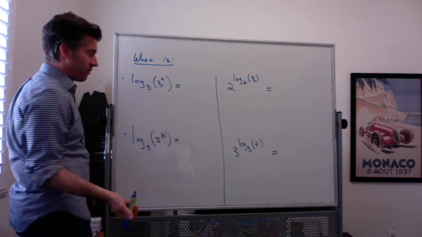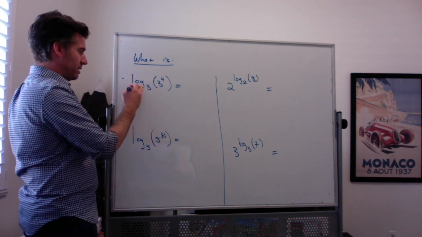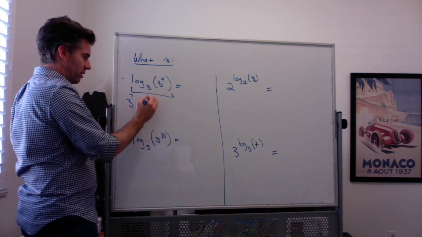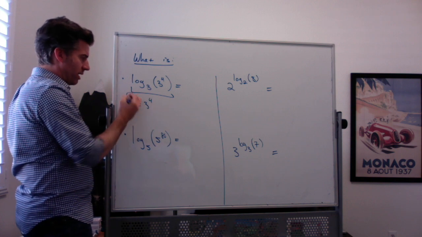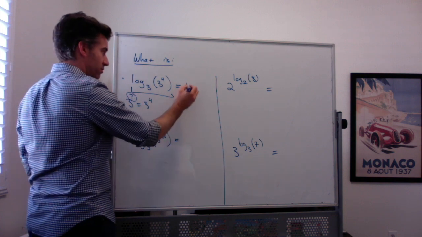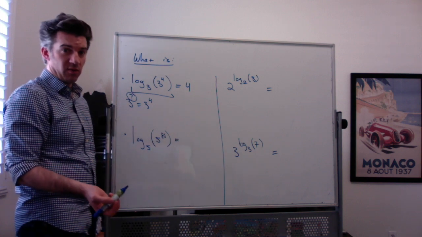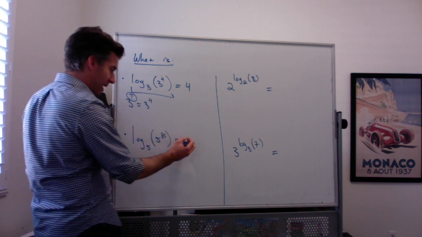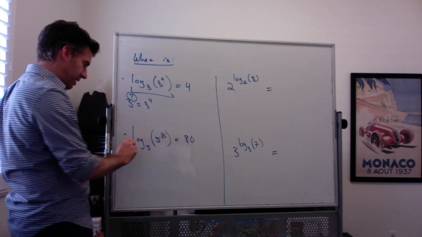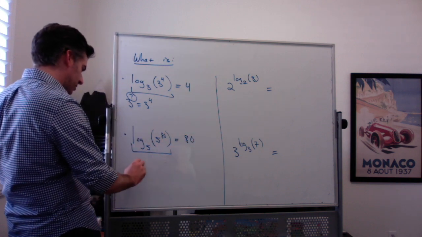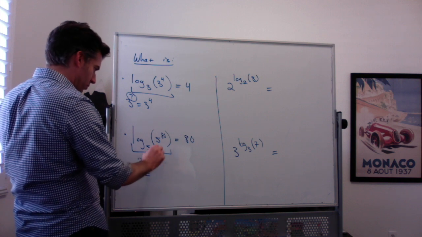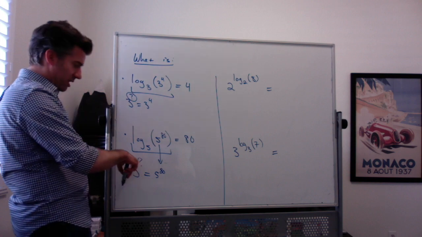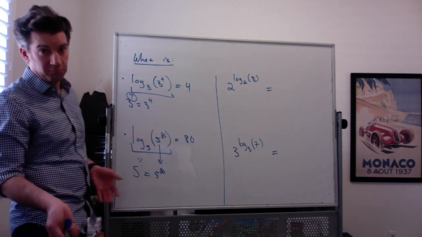Log base 3 of 3 to the 4th. This says 3 to the what equals 3 to the 4th. Well, of course, the what has to be 4. So log base 3 of 3 to the 4th is equal to 4. Same deal here: log base 5 of 5 to the 80th has to be 80. Because again, this says 5 raised to what power equals what's right there, which is 5 to the 80th. So it has to be 5 to the 80th power equals 5 to the 80th power. Pretty straightforward.